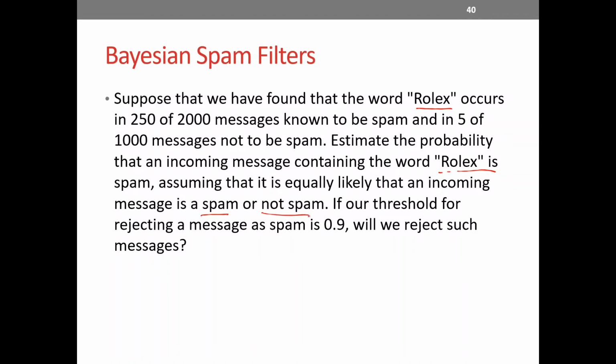So there are two things that are possible, like disease or no disease. If our threshold for rejecting a message as spam is 0.9, will we reject such a message? Essentially we're looking at what probability we'll get, and if it's more than 0.9, I'll reject it, otherwise I'll not. Let me state what I'm looking at. My event S is message is spam, and E is contains Rolex.